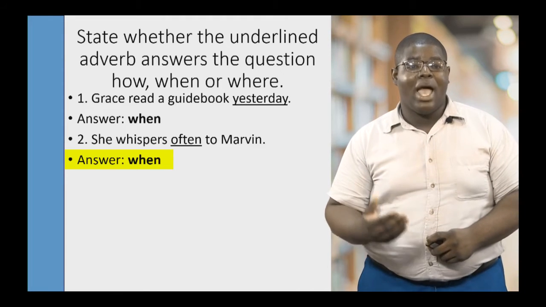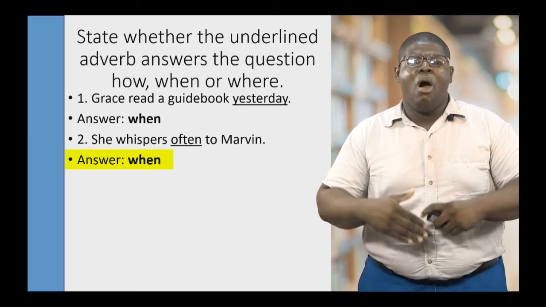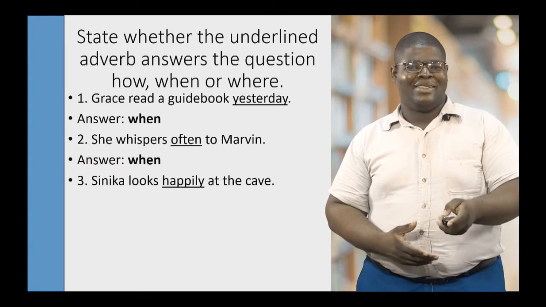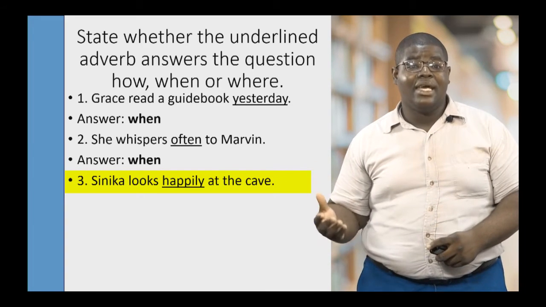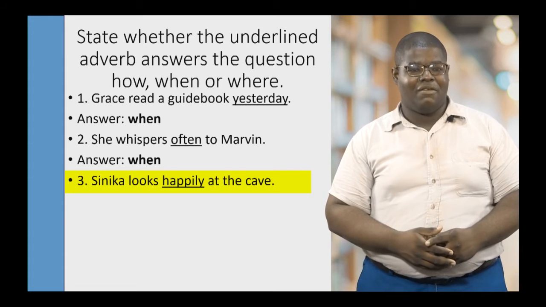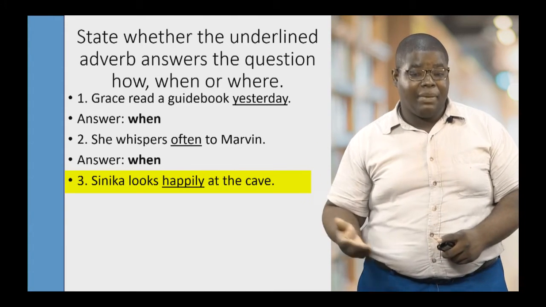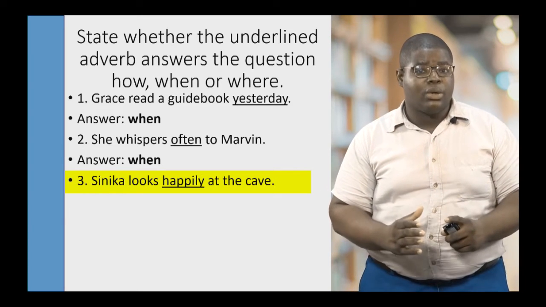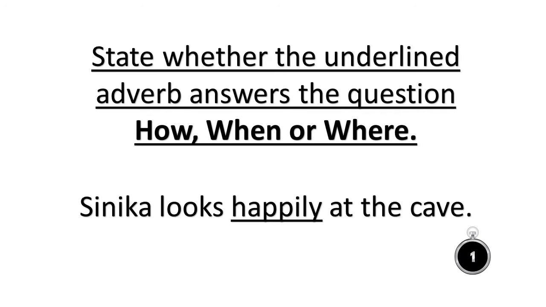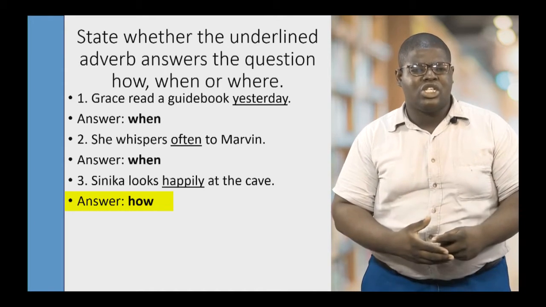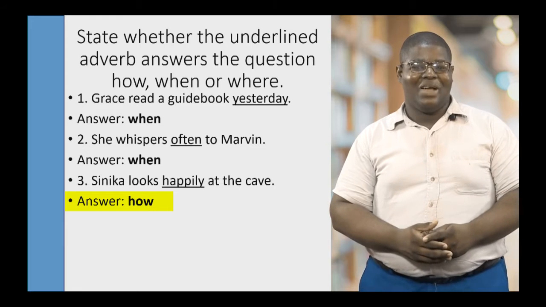So she whispers to him often, a lot of times. Number 3. Seneca looks happily at the cave. We have the adverb happily modifying the verb looks. What is it telling us? How, when, or where? How. So how does she look at the cave? Happily. Are you getting it?